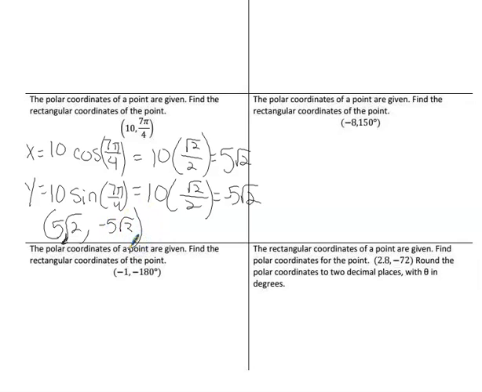And now, I forgot to do a little sketch on this one. Radius of 10, 7 pi over 4 was in this quadrant. And if we look at this, we go to the right 5 square root of 2 and down 5 square root of 2. So that one matches up.